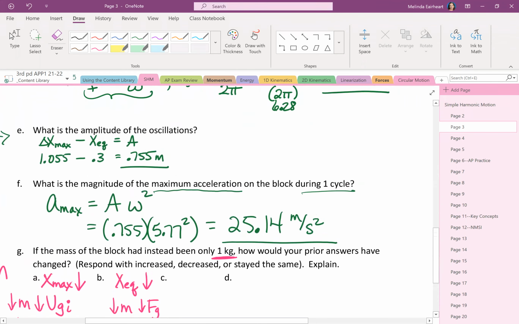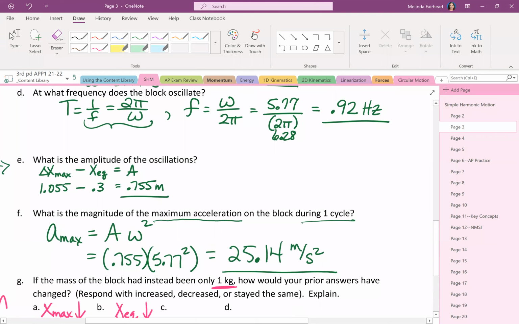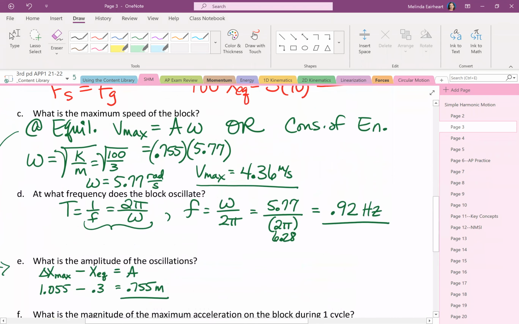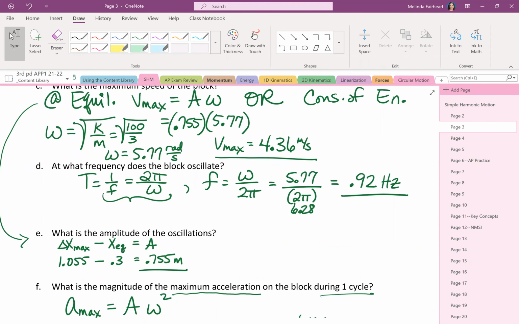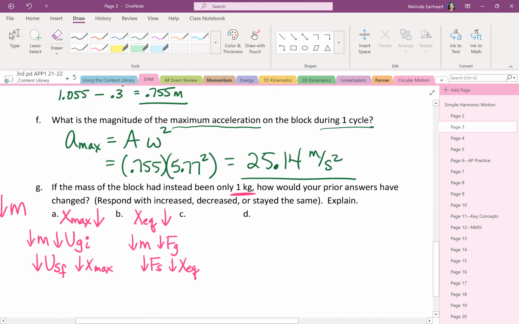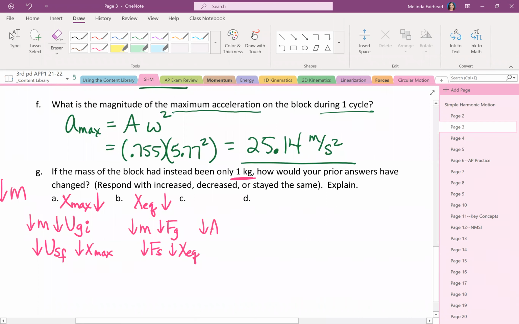C can be a little tricky. If we'd done energy, I think it would have been quicker to get, but just work with me here. C, we found the maximum speed. It depended on omega. Omega depended on mass, but look at amplitude. How did we find amplitude? It was based on our answers to A and C, right? And so if I have smaller measurements, and we don't have numbers here, we could recalculate this and prove it with the numbers, but we're going to have a smaller amplitude.